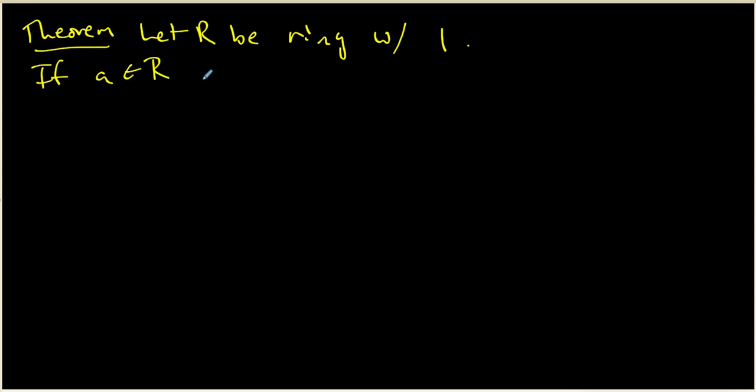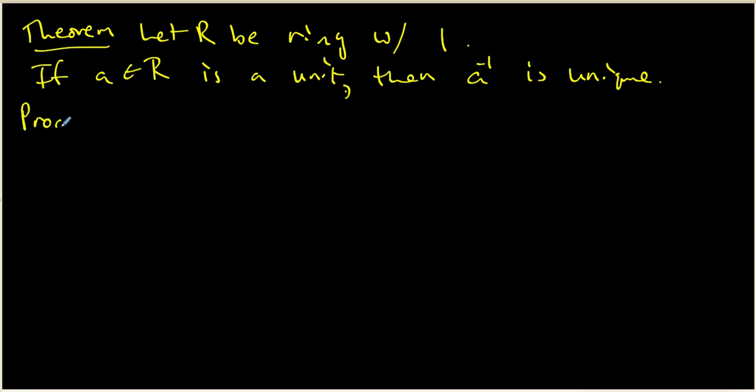So here's our theorem. Let R be a ring with an identity element. If A inside of R is a unit, then its multiplicative inverse is unique. And again, I would encourage you to try and prove this for yourself. So stop the video, try and prove it for yourself. Hopefully you did that. Let's look at the proof. And it's very similar to the 3 previous proofs that we've done.